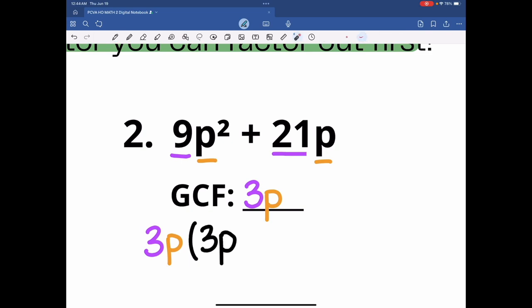We're going to do the same thing here, dividing by 3 and p. 21 divided by 3 is 7. I had 1 p in that term, and I took 1 out. Again, just remember when you're doing the variables, p squared is the same thing as p times p. So we're able to take 1 out of each term. We can't take more than 1 because we have to take the same amount from each.